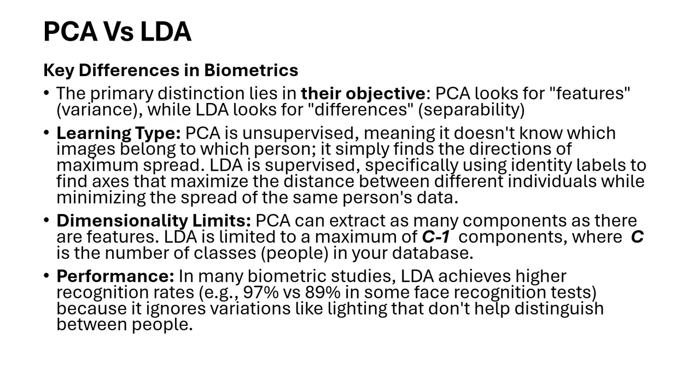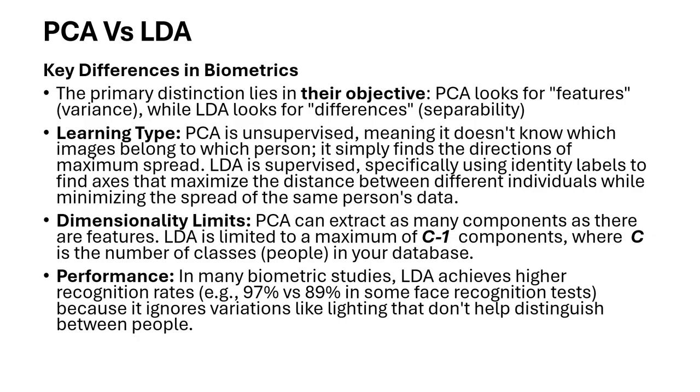Now the comparison between PCA and LDA, the key differences in biometrics and how each works. The first is their objective. The PCA objective is about the features, that is, variance calculation, but LDA is looking for the differences, that is, separability, how well the classes are classified. That is the focus of LDA.